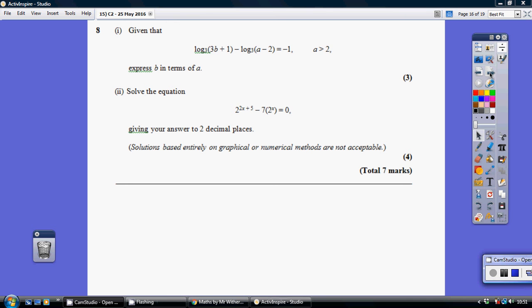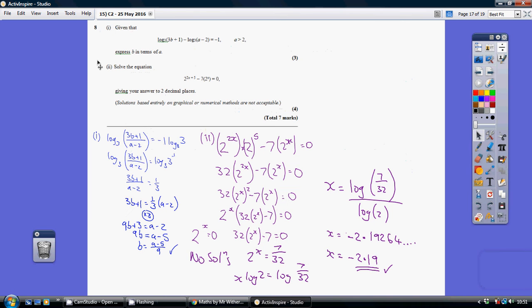Question 8. So with a question like part 1, our goal is to end up with a single bracket on the left hand side, log to the base 3, and the same on the right hand side, log to the base 3 something. So how do we achieve that?